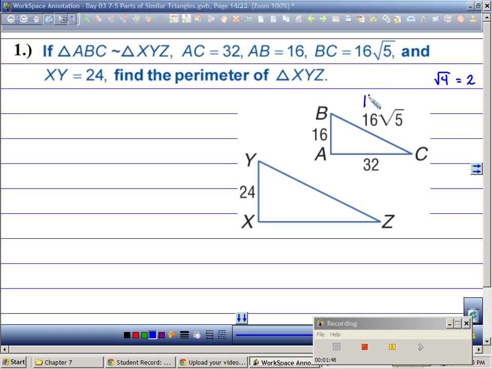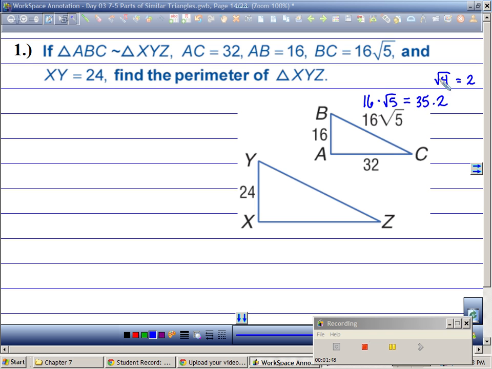So 16 times the square root of 5. Can somebody put the square root of 5 in a calculator for me and tell me what you get? 2.2. What's 16 times 2.2? 35 and 2/10. Okay. So let's say this side is now 35 and 2/10. Let's go back. Does that make sense? What's 16 times 2? 32. So a little bit more than that would be 35. That makes sense?